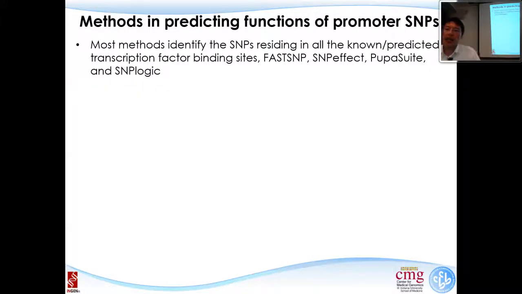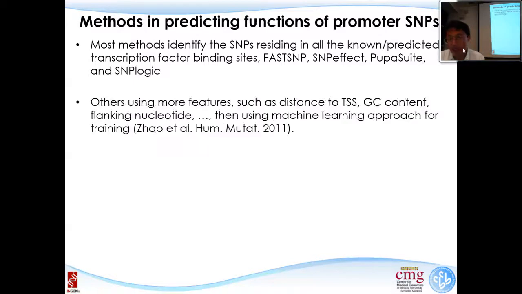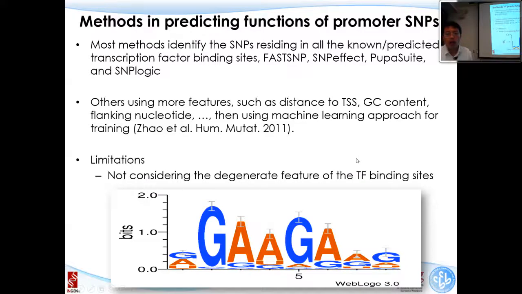For this type, it's an area that many tools have been developed on, and most of them just look for the overlap between the SNPs and the transcription factor binding sites, either experimentally determined or bioinformatically predicted. So there are a bunch of tools being used here, and some other features being used. The limitation of all these tools is that they are not really considering the degenerate features of transcription factor binding sites.